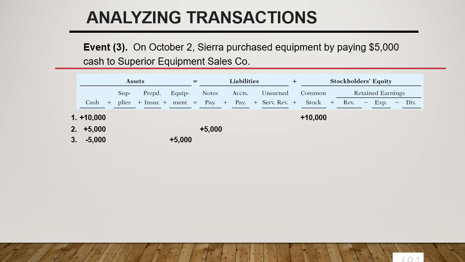So each transaction doesn't necessarily have to impact both sides of the accounting equation if you have an offset, because in this case, again, we exchanged cash for equipment. Therefore, our total asset amount remains the same.